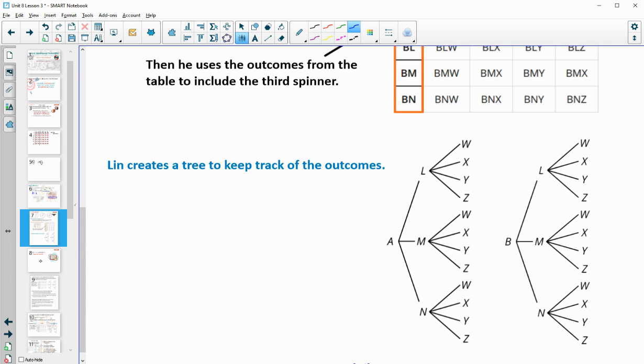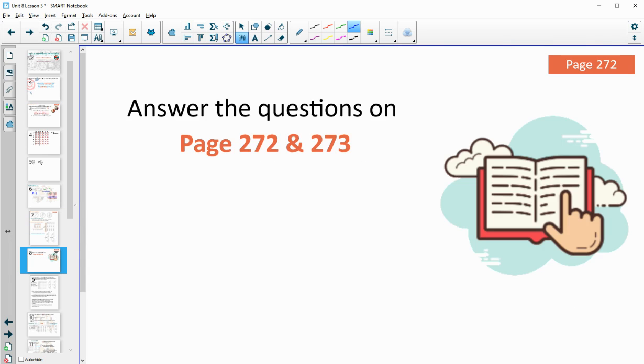So in looking at those 3 different ways to do sample space for the same experiment, answer the questions on page 272 and 273 by looking at their sample spaces, and then come back to the video.